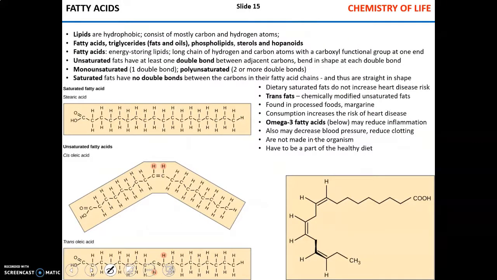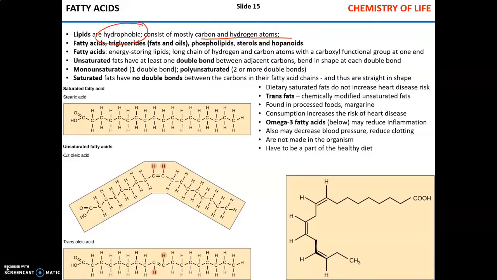Next, a biological macromolecule that we're going to be talking about are lipids, such as fatty acids, triglycerides, phospholipids, sterols, and hopanoids. So lipids are hydrophobic, meaning that they are not soluble in water. They consist mostly of the atoms of carbon and hydrogen, and many lipids perform an energy storing function.